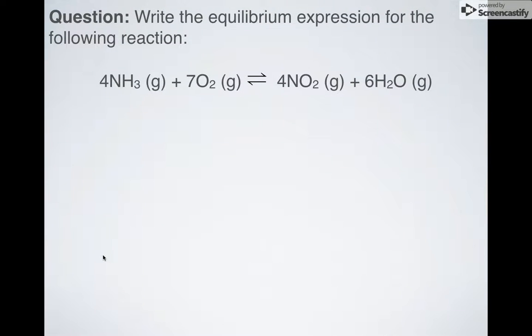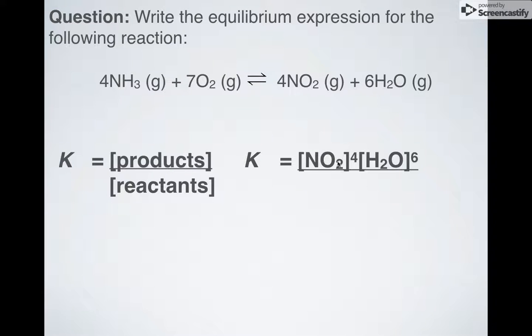So how do we write equilibrium expressions? It's kind of easy, right? All you got to do is, if you have a balanced equation, follow the format. So how would I write the equilibrium expression for this? These are my products. These are my coefficients. These are my reactants. These are my coefficients. And so K equals products over reactants. These are my products. They are raised to their correct powers. These are my reactants. They are also raised to their correct powers.